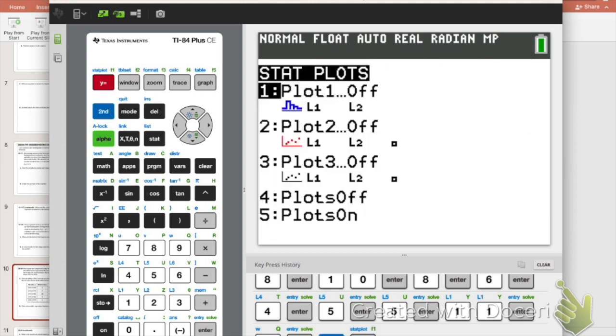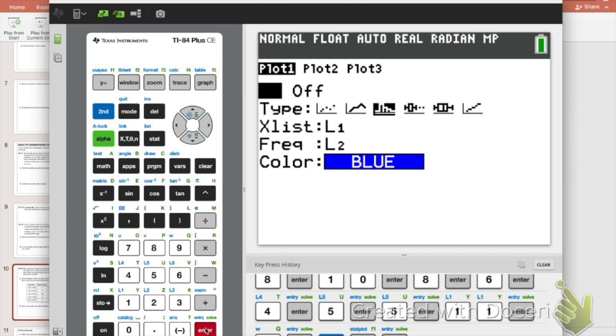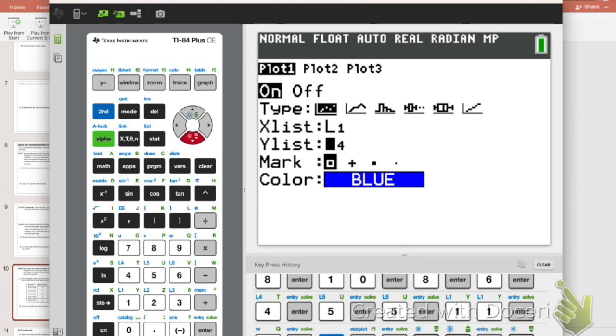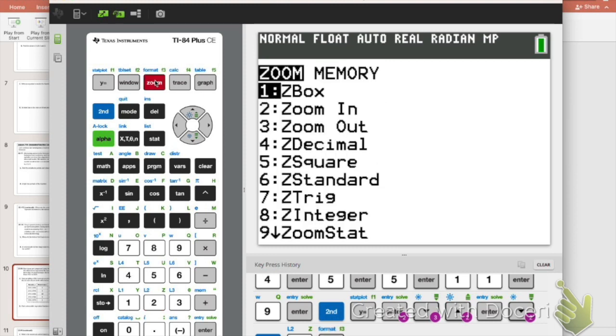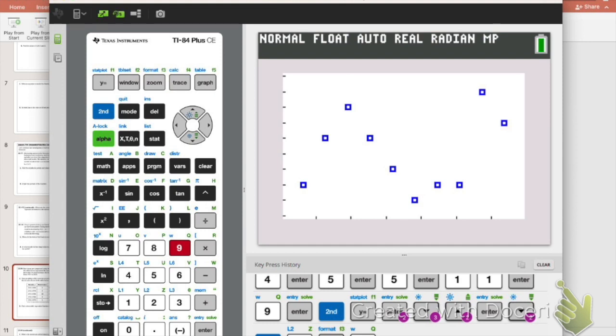We can go up to start our stat plot. So second y equals. Enter in plot 1, turn it on. We want to make a scatter plot. L1 is our X. Let's make L2 be our Y. And then we're going to do a zoom, stat number 9. And then we can kind of see our regression kind of happening. We got some funkiness happening here. All right, so let's go ahead and do a regression for it.